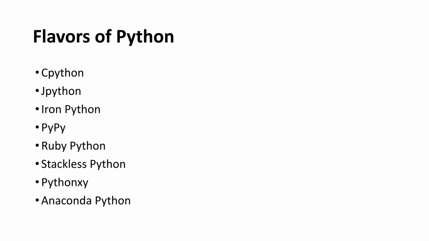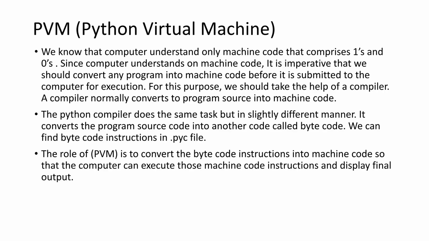Python has several different flavors or implementations. These include CPython, JPython, IronPython, PyPy, RubyPython, Stackless Python, Python XY, and Anaconda Python. The Python virtual machine, or PVM, converts Python's bytecode into machine code for computer execution.